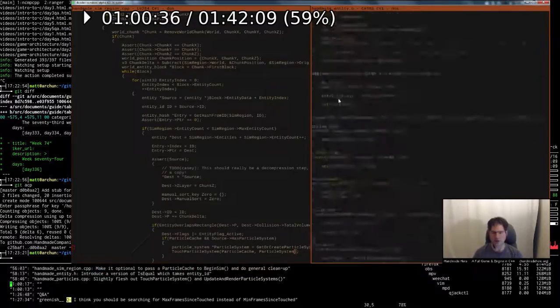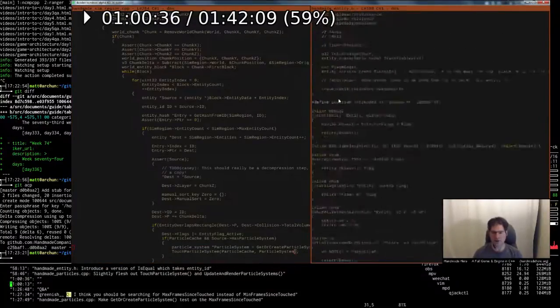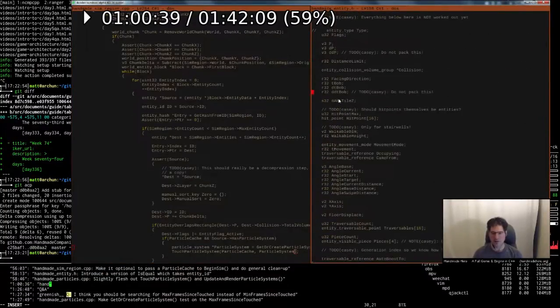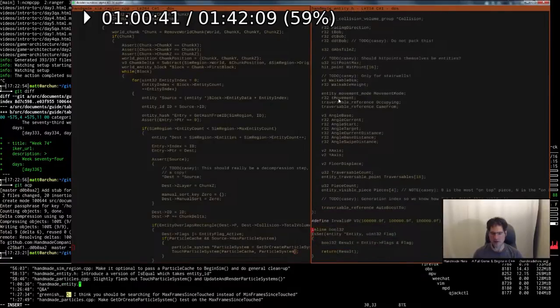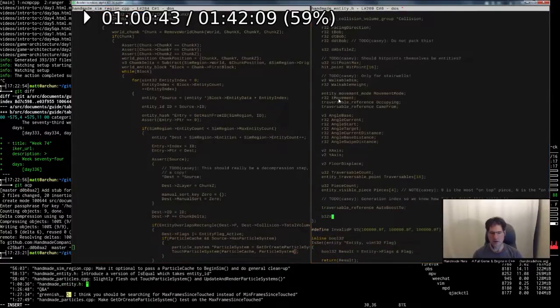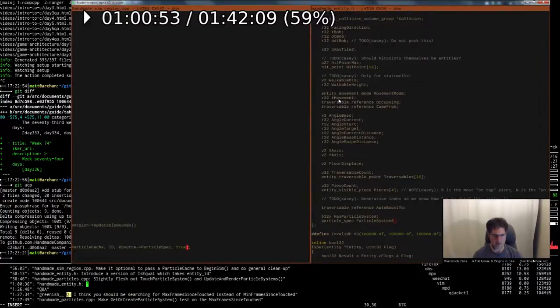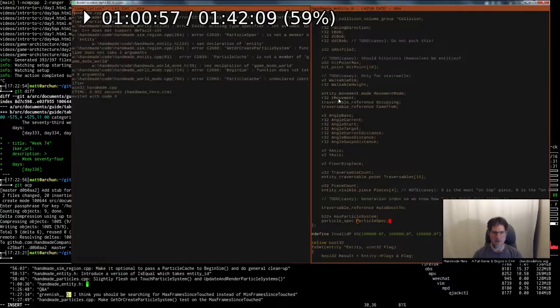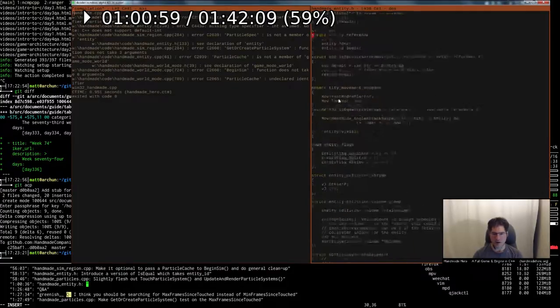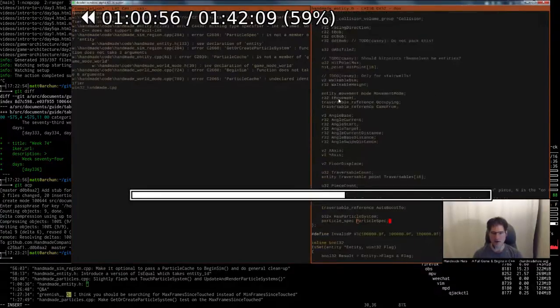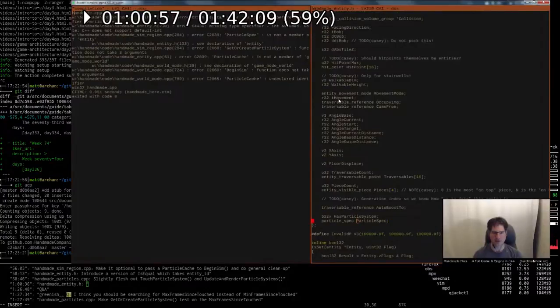So if we come around to entity, what we should be able to do is include a thing in here. So we should do like has particle system, and we should be able to do particle spec, particle system spec, or is it just particle spec? It is particle spec. Particle spec as part of entity, I guess, and that information can be stored there.